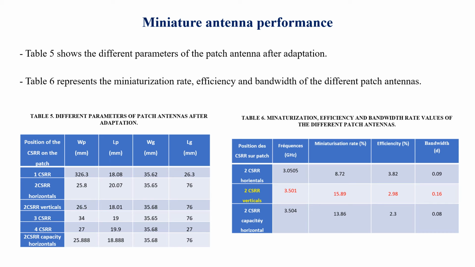The best result of the antenna with the CSRR cells on the patch is given in the antenna with 2 CSRR vertical. Frequency is equal to 3.5 gigahertz. Miniaturization rate is equal to 15.89%. Efficiency is equal to 2.98%, and the bandwidth is equal to 0.16 and 16 decibels.